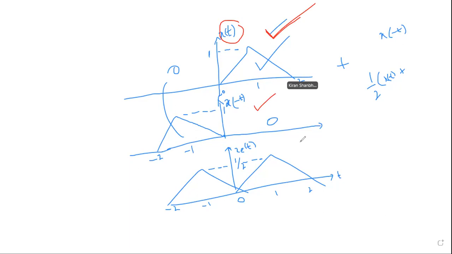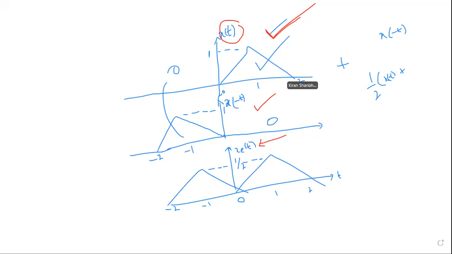But when I find the even component of this particular signal, what do you observe about it? You can see the even component is a mirror image across the y-axis. So the even component is always even. The even component is purely even. Now, shall we try and find the odd component also?